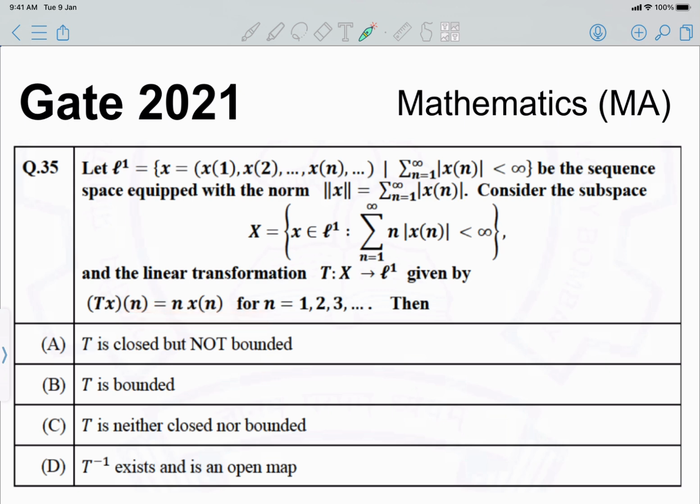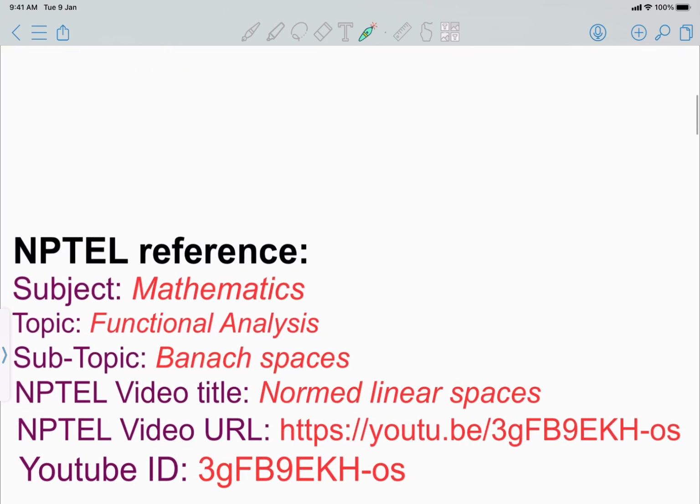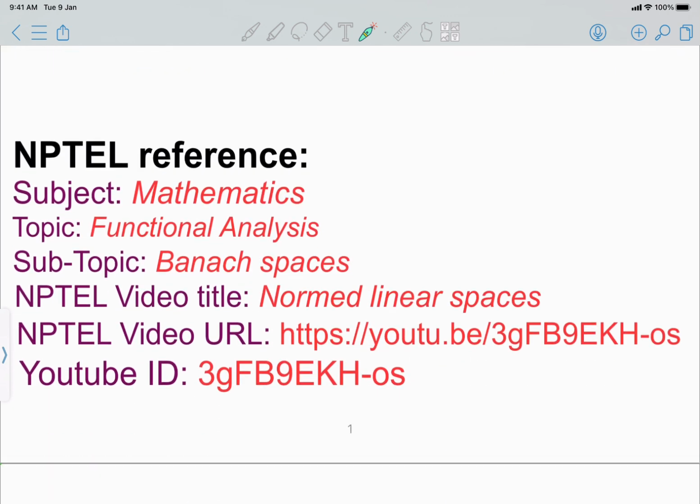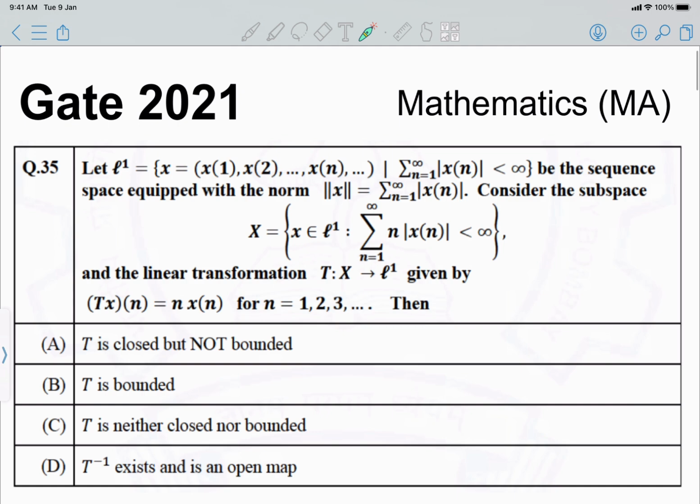Then you have to check four options: T is closed but not bounded, T is bounded, T is neither closed nor bounded, T inverse exists and is an open map. So which one is correct? You have to check. In order to solve this, this is the NPTEL reference, which you can check. Okay, let's start solving.